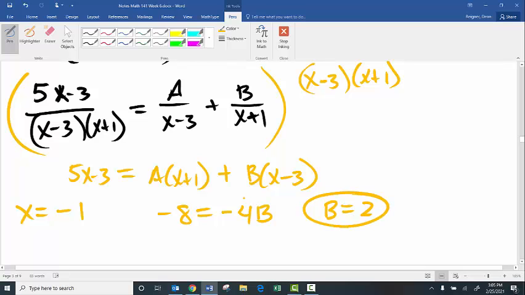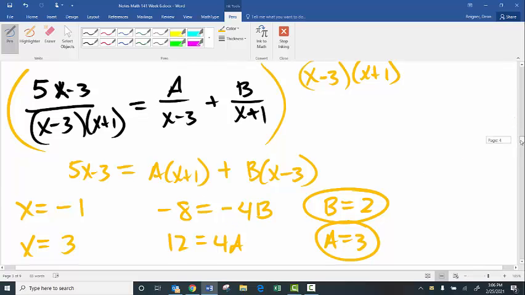All right? So now once we know B, we choose another x value that's going to cancel out, in this case, the B's, which is 3. So choose x equals 3. Then you do 5 times 3, which is 15, minus 3, which is 12, equals, and then when you plug in 3, you get 3 plus 1, which is 4, times A, which is 4A. The B cancels out, so then you have 12 equals 4A, so A is 3. So now you're ready to do your integral. All right, so now we have A and B, and we're ready to do our integral.